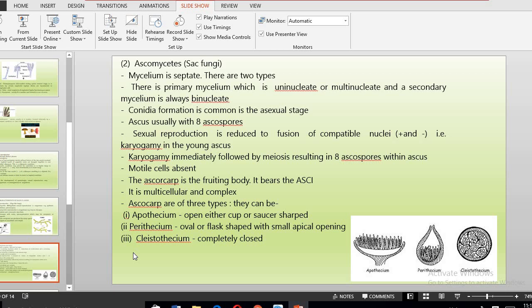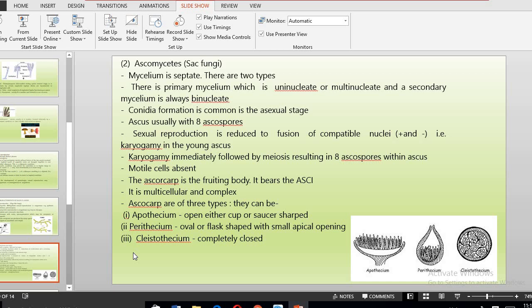Now, in the asexual stage of the Ascomycetes, you'll find that conidia formation is very common. The ascus usually has 8 ascospores. Sexual reproduction in the Ascomycetes is reduced to the fusion of compatible male and female nuclei, and that's karyogamy. Once karyogamy has occurred, it is immediately followed by meiosis, and this results in the 8 ascospores within the ascus. In the Ascomycetes, motile cells are absent.